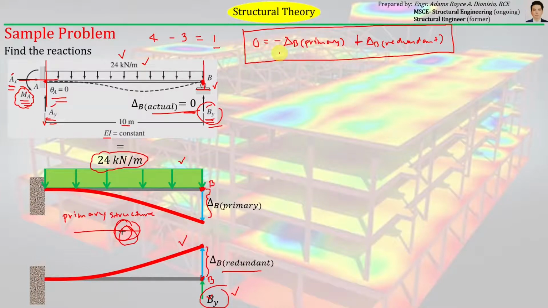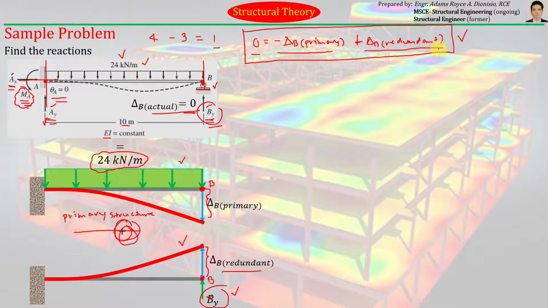Okay, all of the things that we will employ in solving this particular sample problem will just revolve around this particular equation, wherein the deflection from the original actual structure must be equal to the sum of the deflection from the primary and the redundant structure or redundant loaded structure.